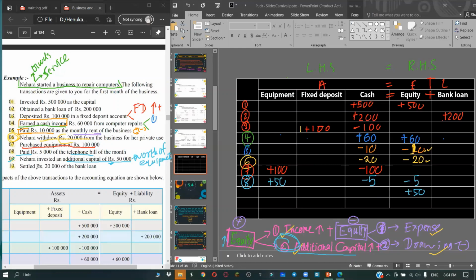Okay. Settle 20,000 of the bank loan. Yes, we obtained a bank loan here. So we need to definitely invest.